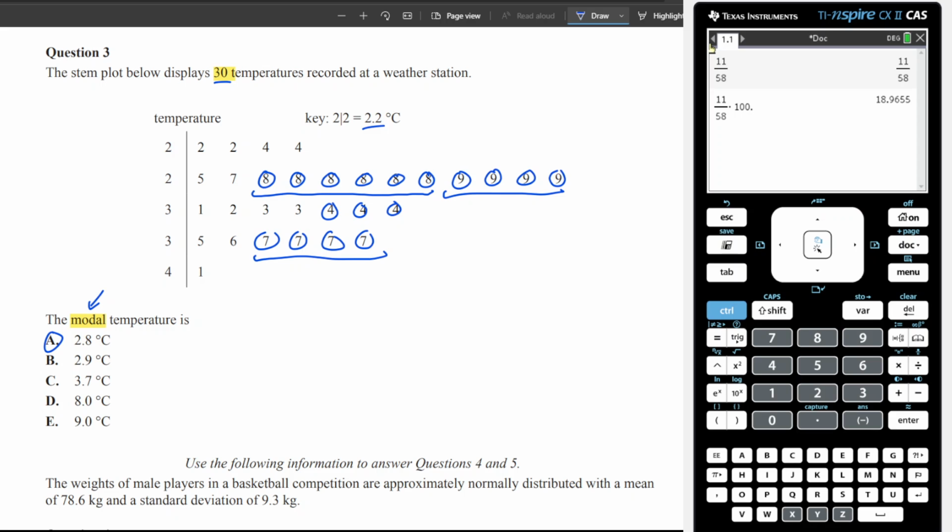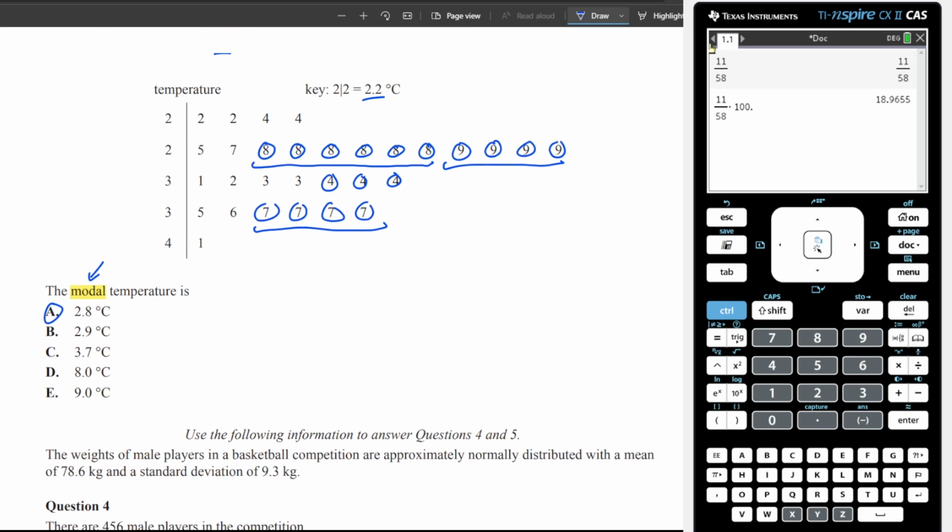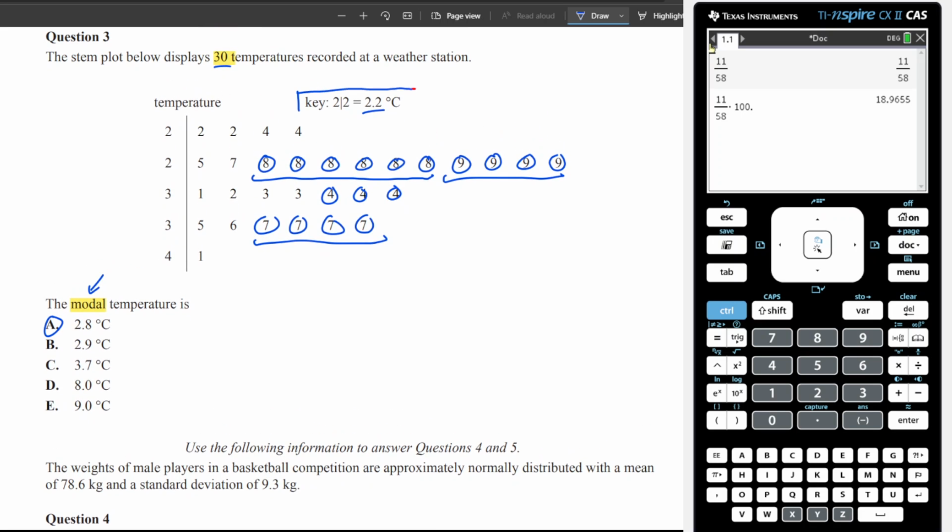When we see 30 temperatures and we read modal, what happens if we accidentally try and calculate the median and say, oh, the median will be between the 15th and the 16th. That's a distractor. So we don't want to do that. We want to double check our answer. Yes, we've chosen the mode. Okay, and you'll also notice as well, it's helpful to read the key before going any further into a question.